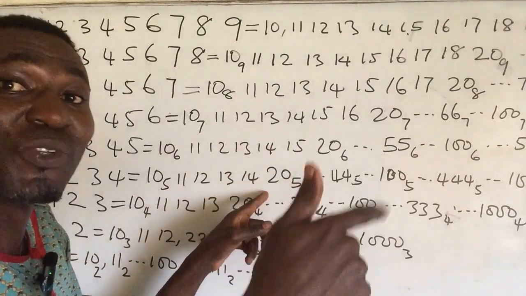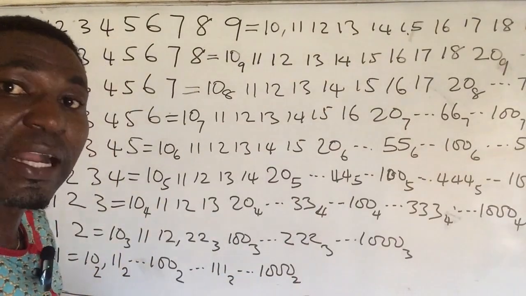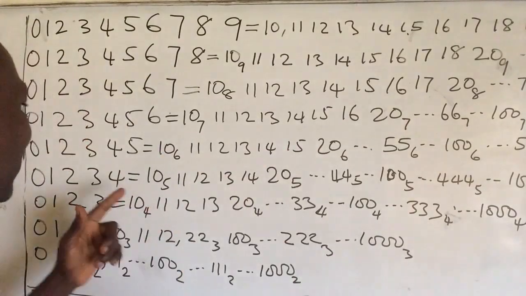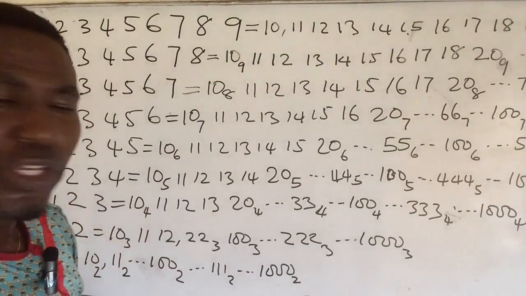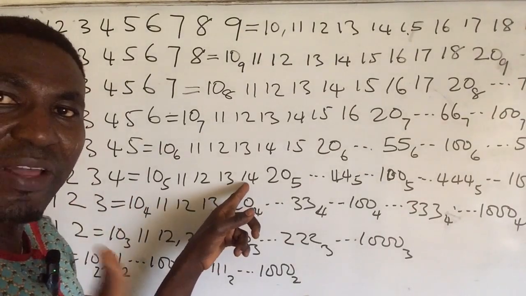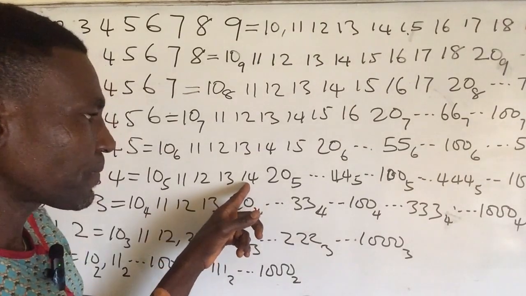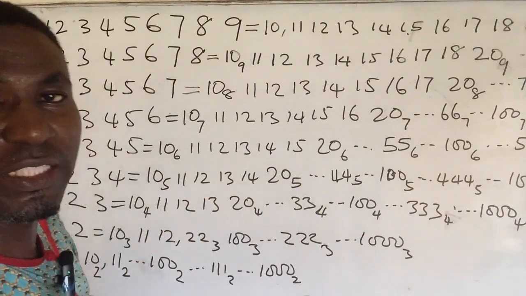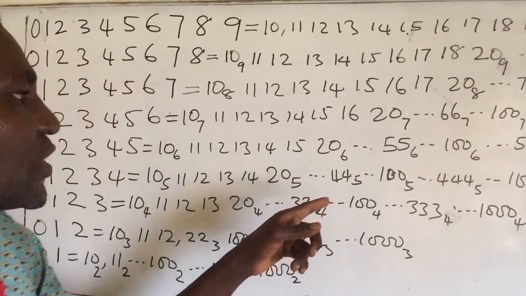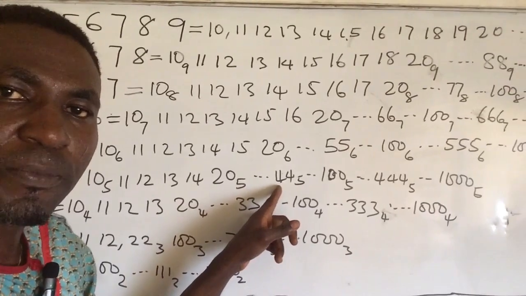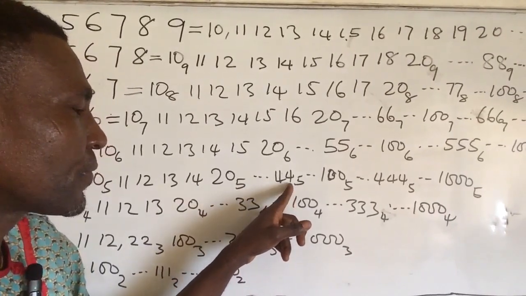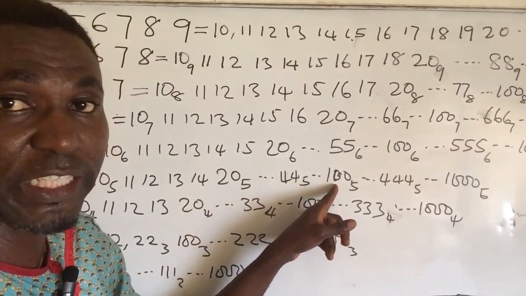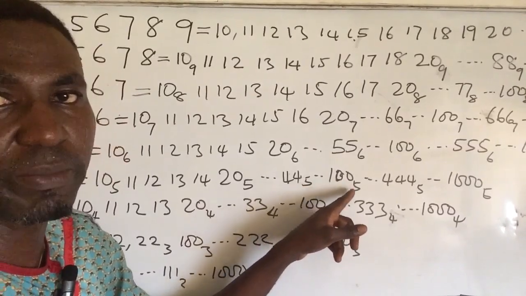You now meet 20. If you are counting in base 10, you say 19, 20. But if you are counting in base 5, it will only be 14, then you now say 20 base 5. You continue like that till you meet 44 base 5, and you now meet 100, a 3-digit number. That is 100 base 5.